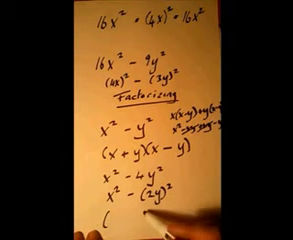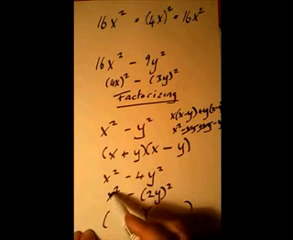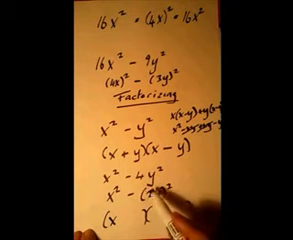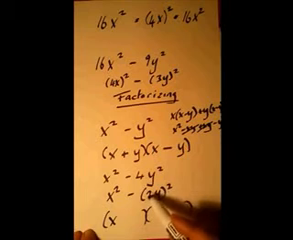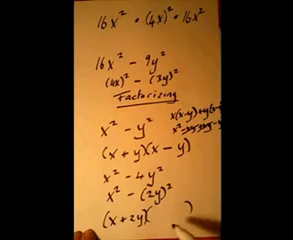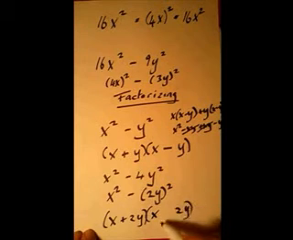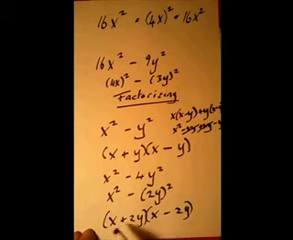So again, we do our two sets of brackets. What's been squared here? x. What's been squared here? Well, whatever is inside the bracket, so it's 2y. And we put a plus between them. Again, what's been squared? An x, 2y, and put a minus in between. And that's your answer.